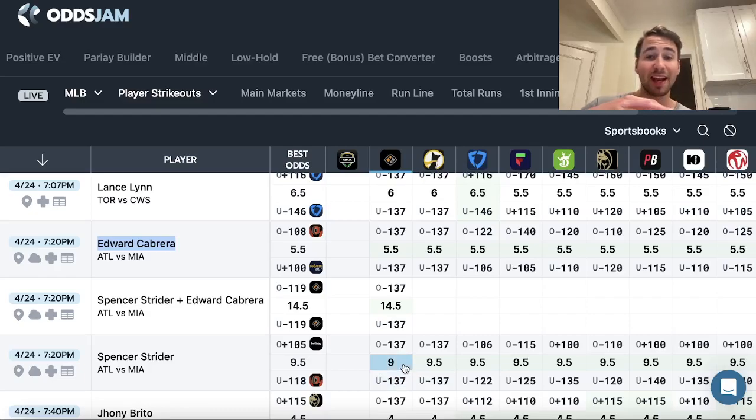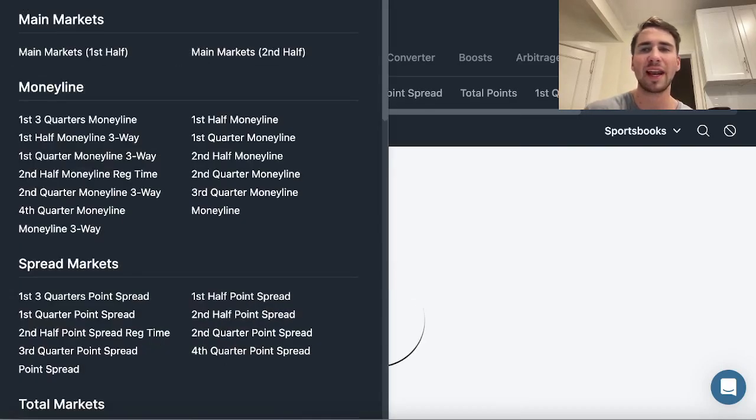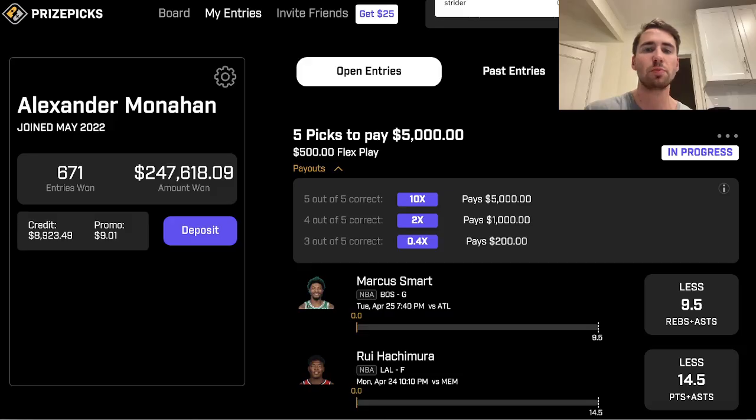So PrizePicks is at 9. Their direct competitor, Underdog Fantasy, is at 9.5. All the sportsbooks are at 9.5, so we want to take the over. So you can use this odds screen. You can look at the NBA, you can look at any markets you want, but that's the first play that I went with for tonight.